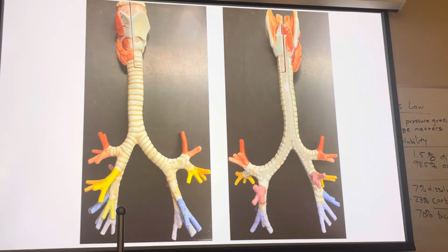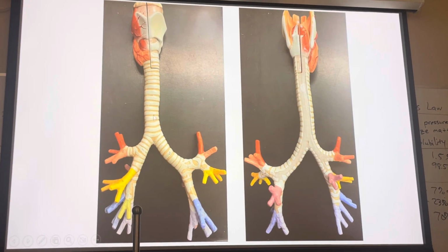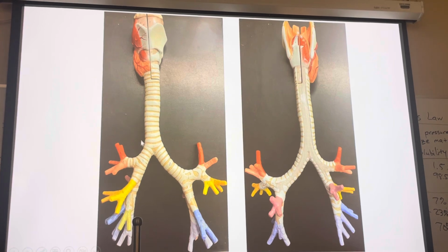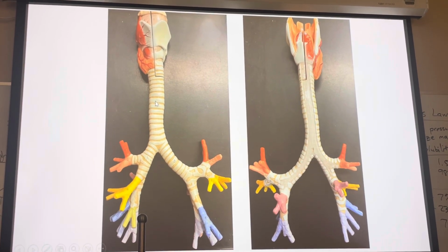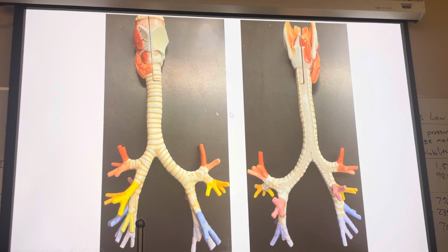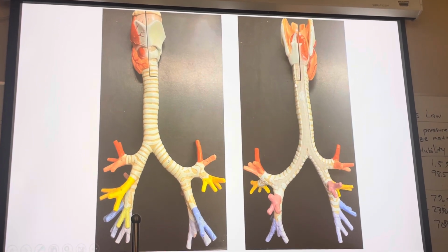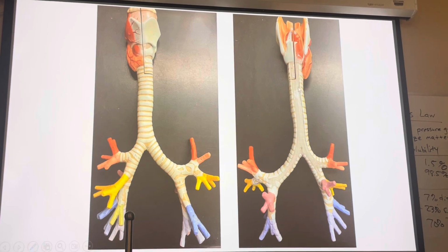This is our tracheal model. You do have the entire length of the tube, that would be trachea. Again, you see the blue, I told you that's cartilage, right? So these are the tracheal rings. This is the posterior view over on the right, so you see the trachealis muscle.